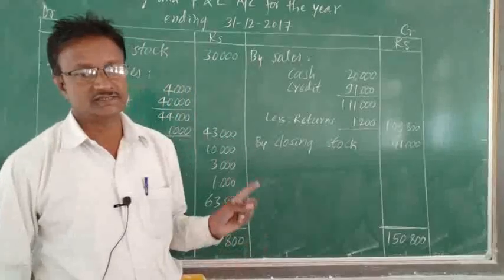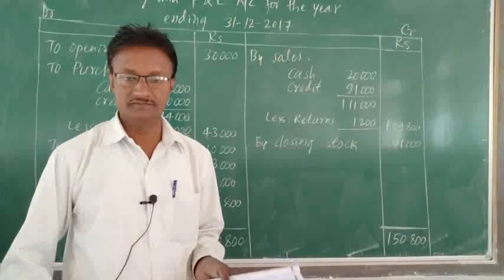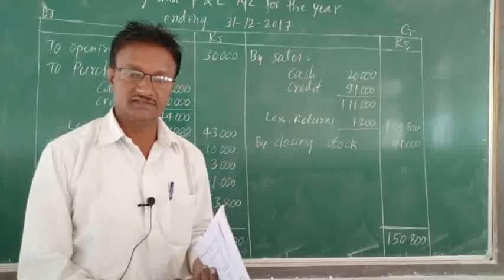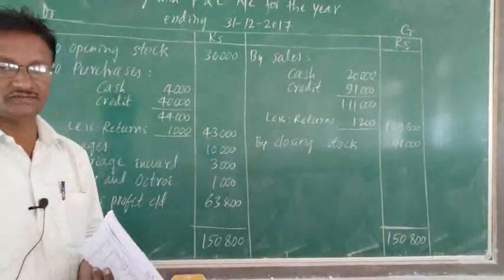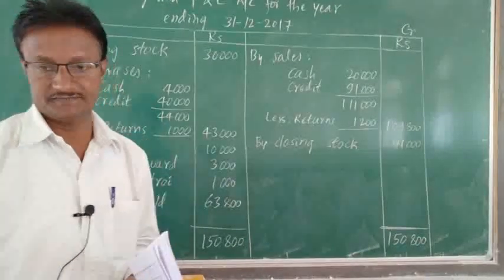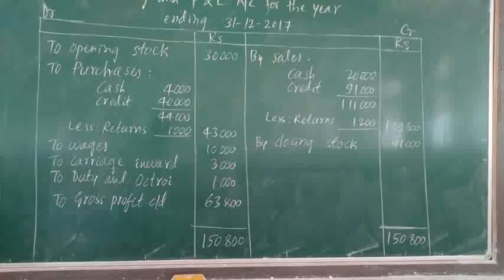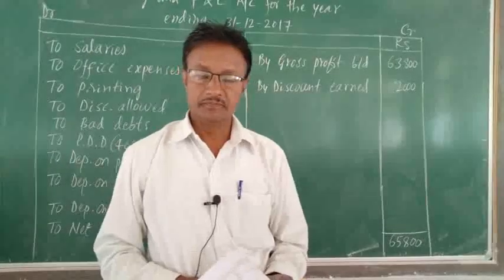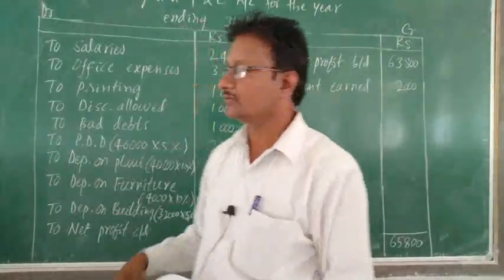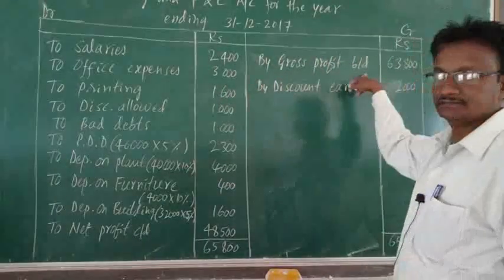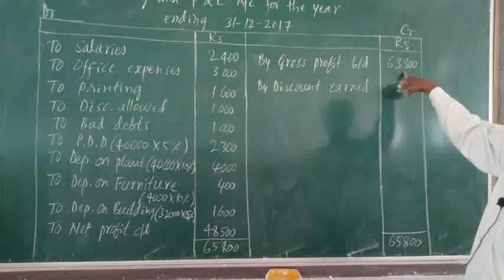the P&L account as by gross profit brought down, and we have to enter all indirect expenses, and if there are any incomes, they should be entered on the credit side, and we have to ascertain the net profit. In the profit and loss account, we take by gross profit brought down, that is 63,800.